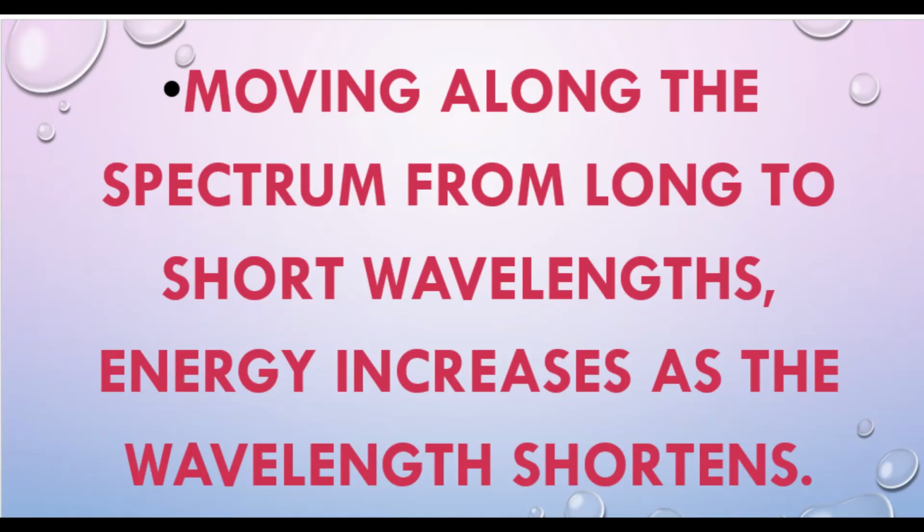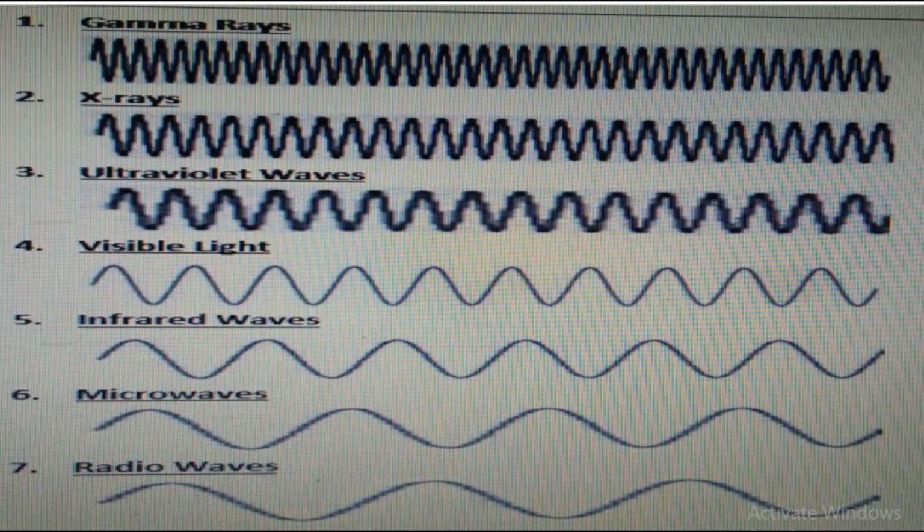Let's try to talk about the relationship of wavelength with the energy carried by the wave. Moving along the spectrum from long to short wavelengths, energy increases as the wavelength shortens. So, masasabi natin dito na yung wavelength is inversely proportional to the energy. The shorter the wavelength, the greater the energy. Among the electromagnetic spectrum, the one which has the greatest energy ay yung gamma rays because it has the shortest wavelength. So how do we measure the wavelength?